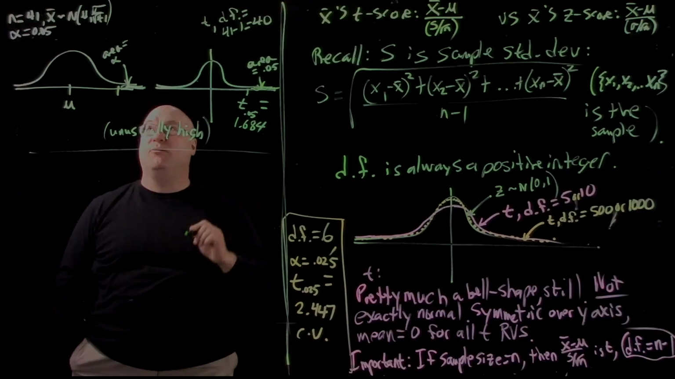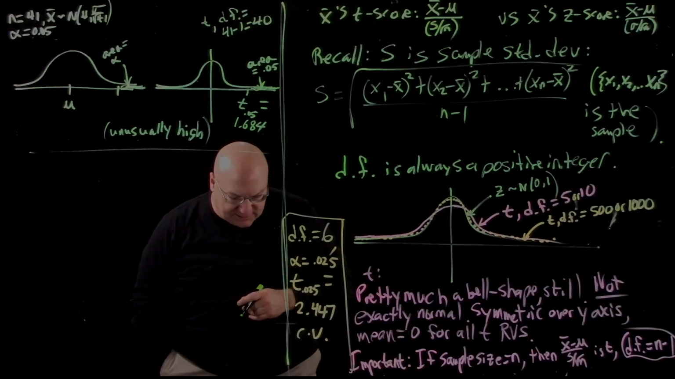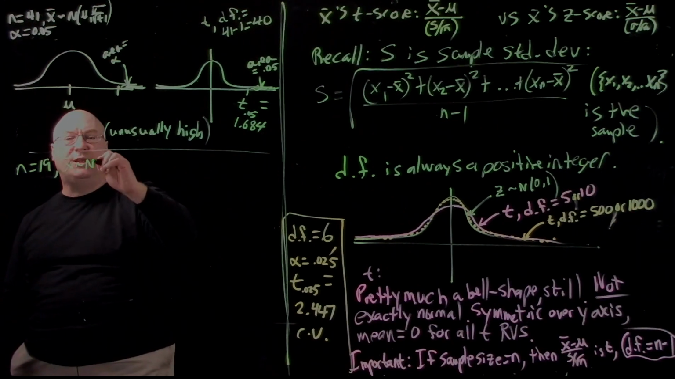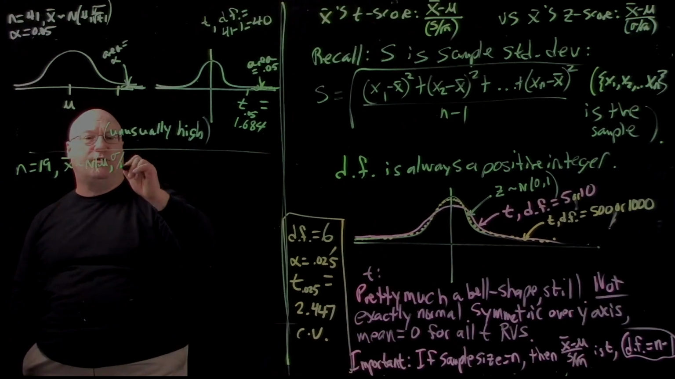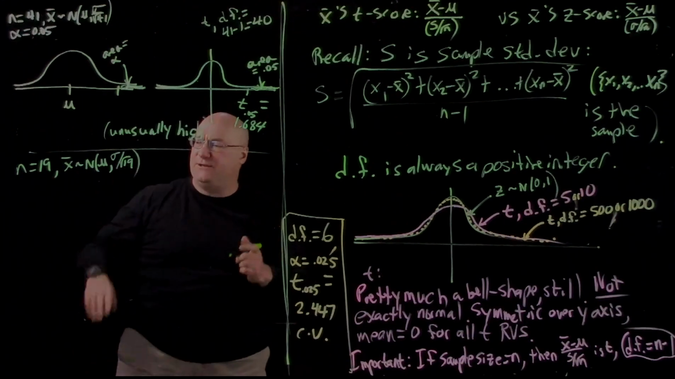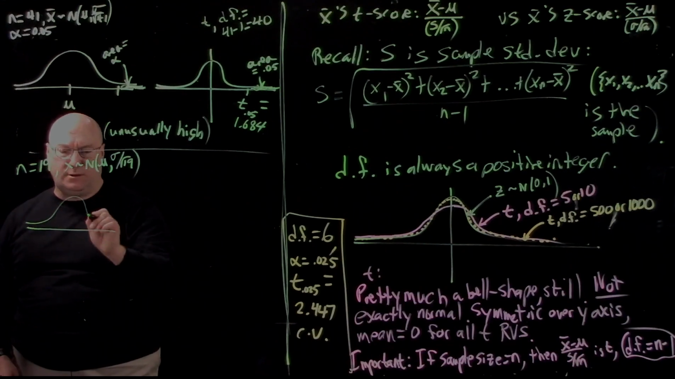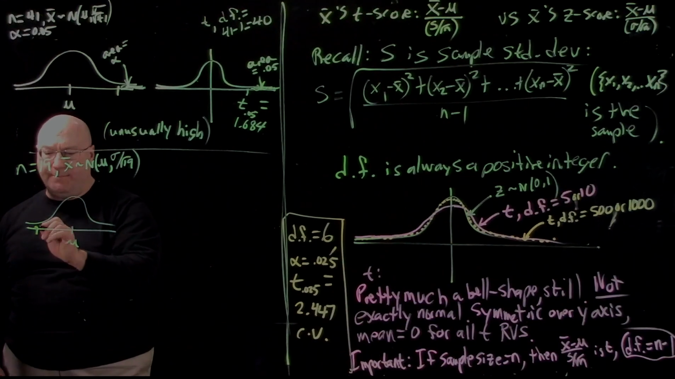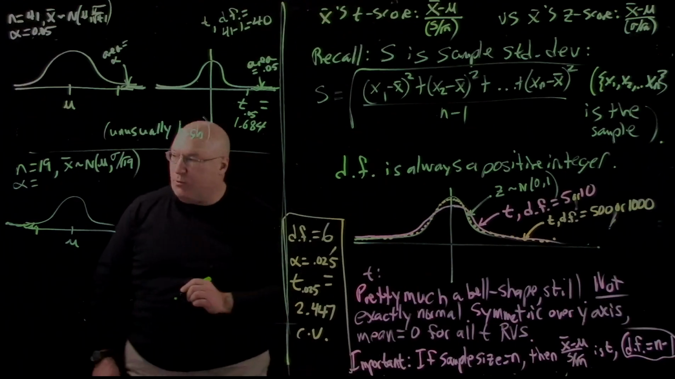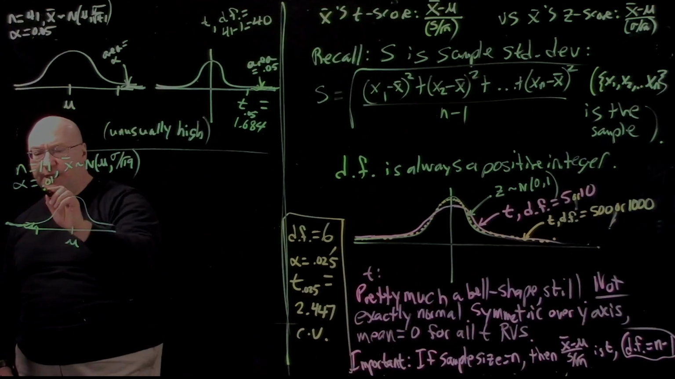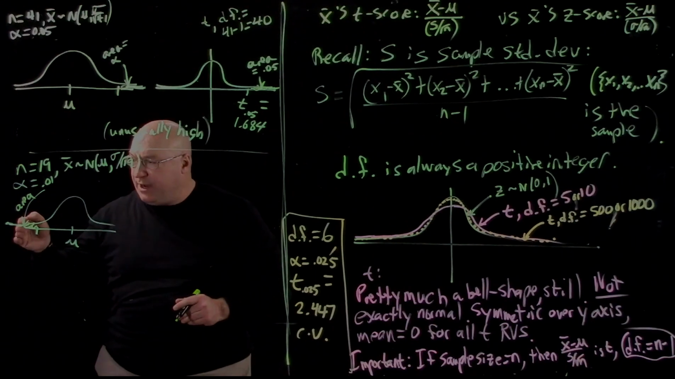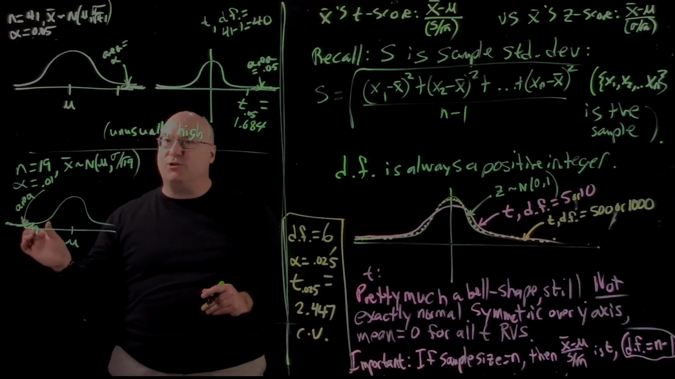Okay, next one, what do I have? I have n is 19, so x bar is normally distributed with mean mu and standard deviation sigma over the square root of 19. Since 19 is less than 30, I'm assuming that the original data is normally distributed. So I still have this picture, but now this time I want alpha to be 0.01. My cutoff area is 0.01. If I get an x bar value below this value, I will say that it's unusually small.